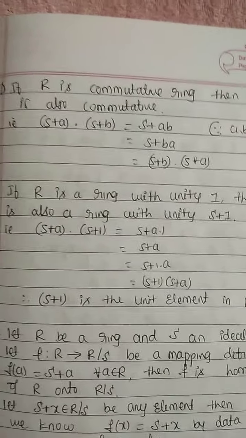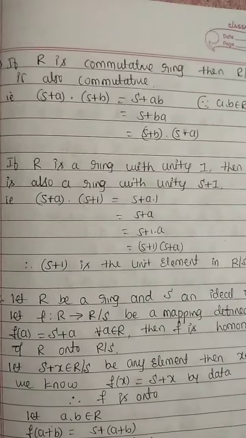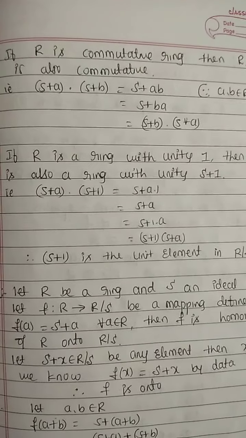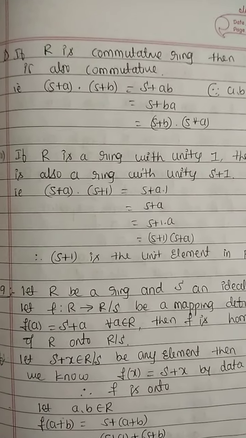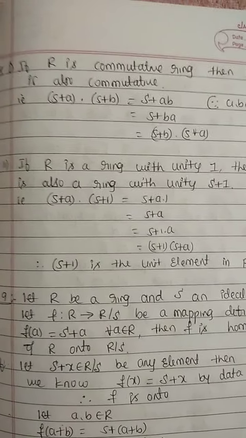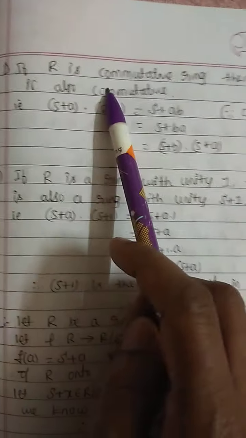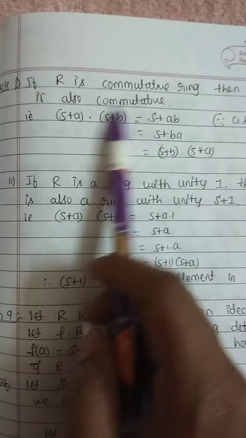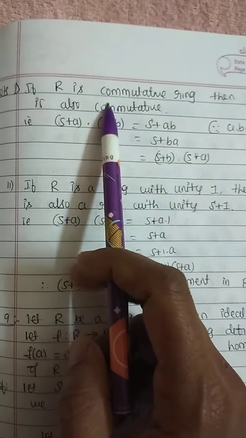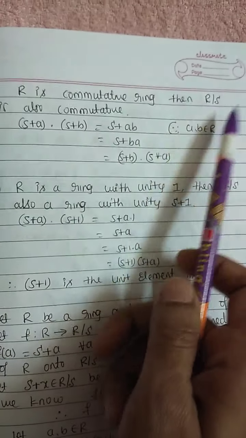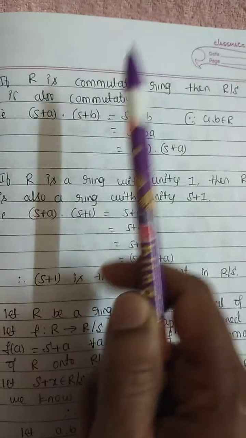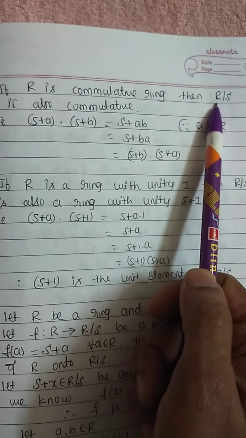Hi students, in the last class we studied quotient rings, the definition of a quotient ring and one property of quotient rings. If R is a commutative ring, then R by S is also commutative. R is a commutative ring, R by S is the quotient ring. It is also commutative if R is commutative.